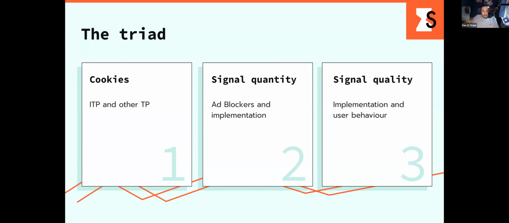Lastly, there's the signal quality. However many of those you send, they need to be proper, let's say. So you want to add the user data to them. You want to make sure that events fire where they're supposed to, and they're not just some dummy stuff.